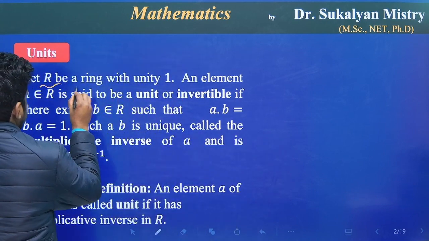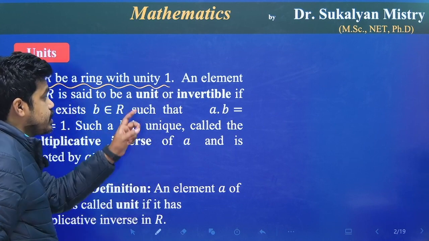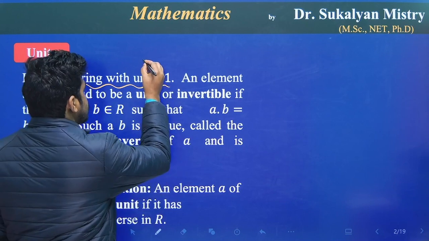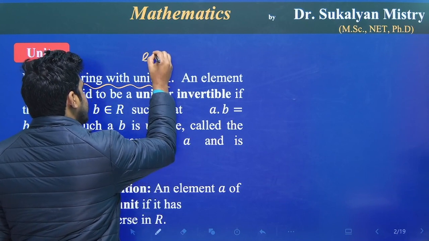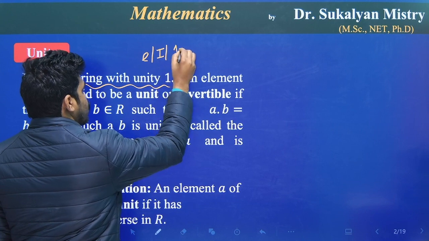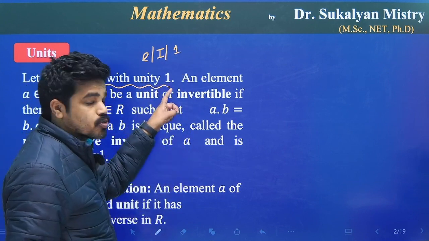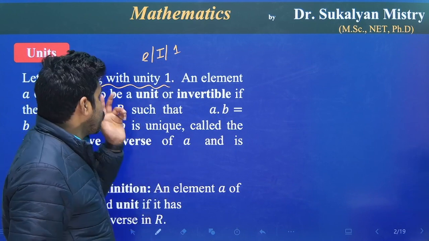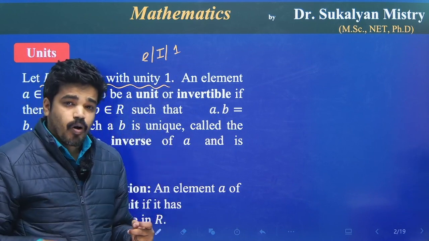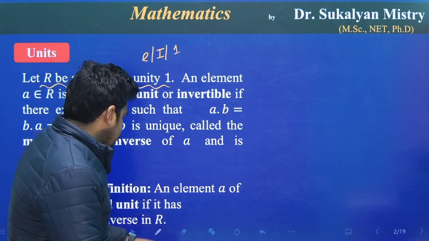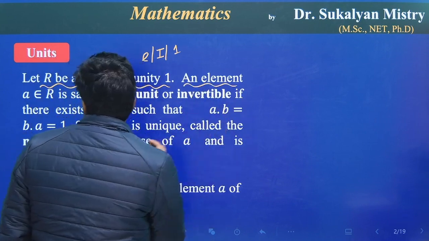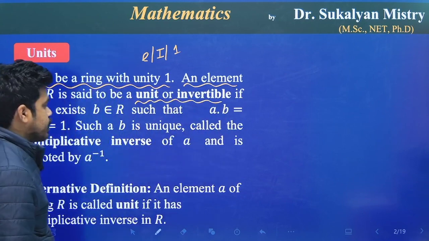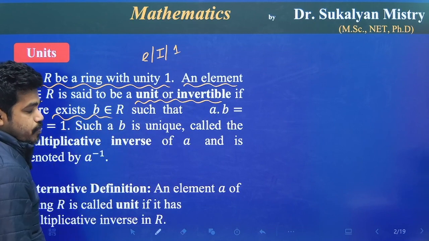Let R be a ring with unity 1. Identity element is also called unity, that is denoted by E or I or 1. Unity elements কে আমরা 1 দিয়ে represent করতে পারি, I দিয়ে represent করতে পারি, okay, E দিয়ে represent করতে পারি. Here we represent the identity element or unity element by 1.